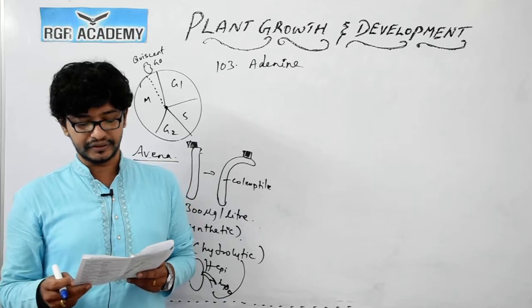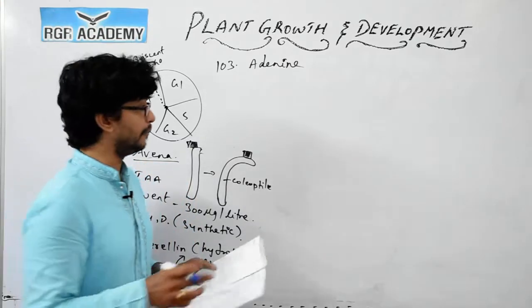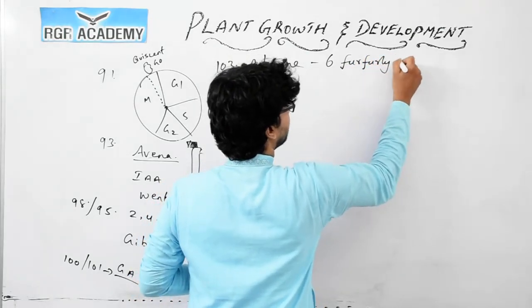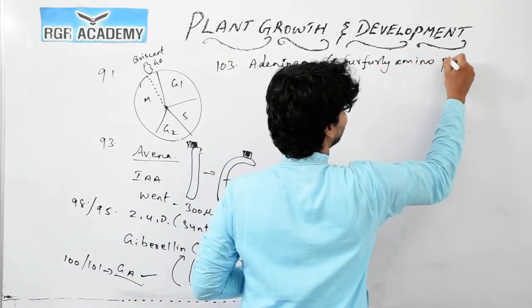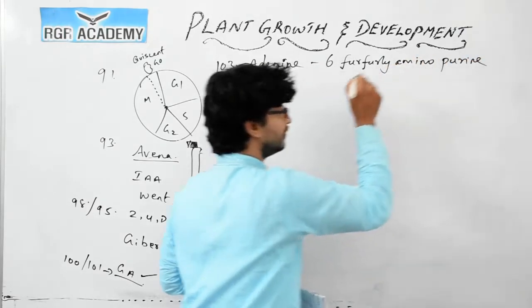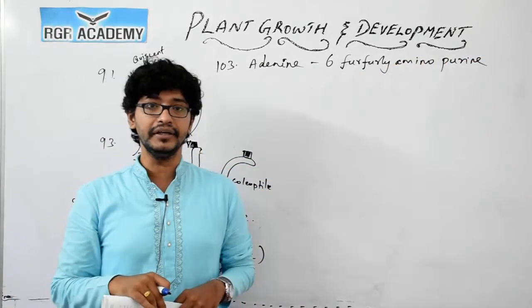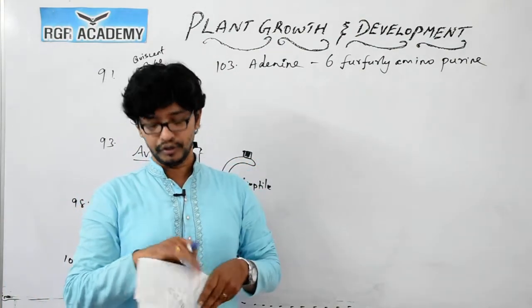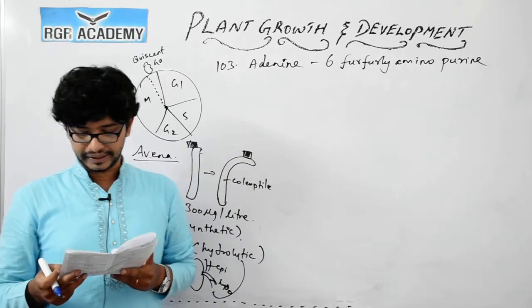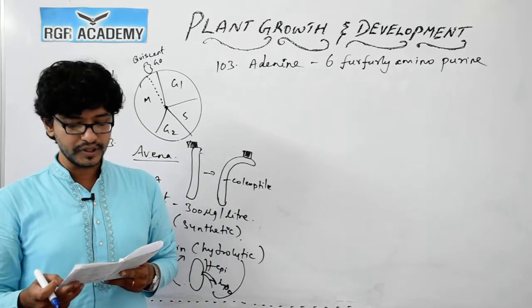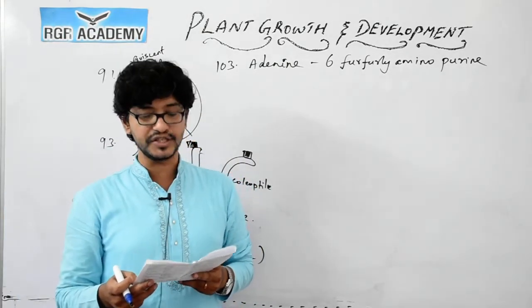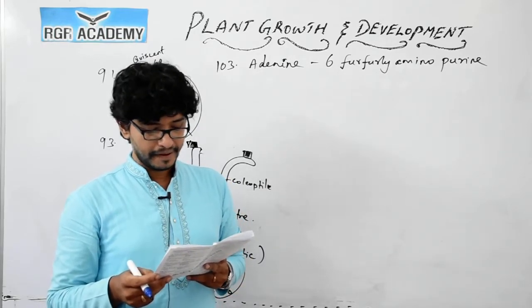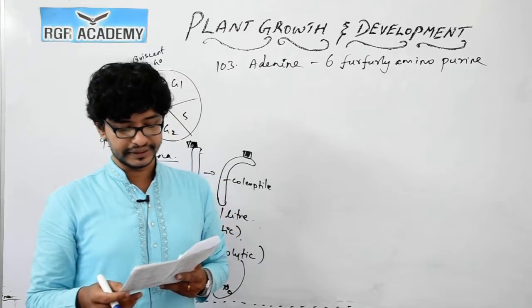Chemically, kinetin is 6-furfuryl aminopurine. Maybe you can get this type of question also. Sometimes they'll give the cytokinin and ask what is the chemical nature. If they ask the chemical nature, then you should go with 6-furfuryl aminopurine as the correct answer. The purine is adenine, and kinetin does not occur naturally. So for question number 103, option 1 is the correct answer.